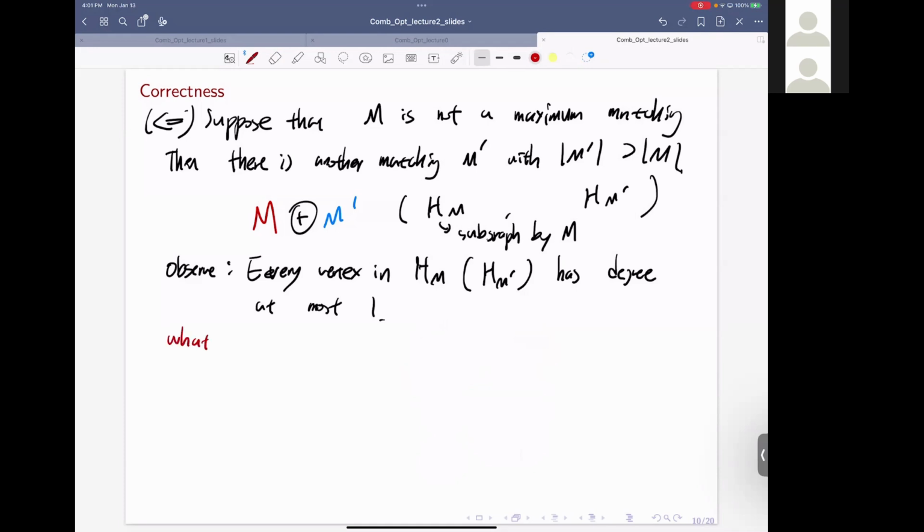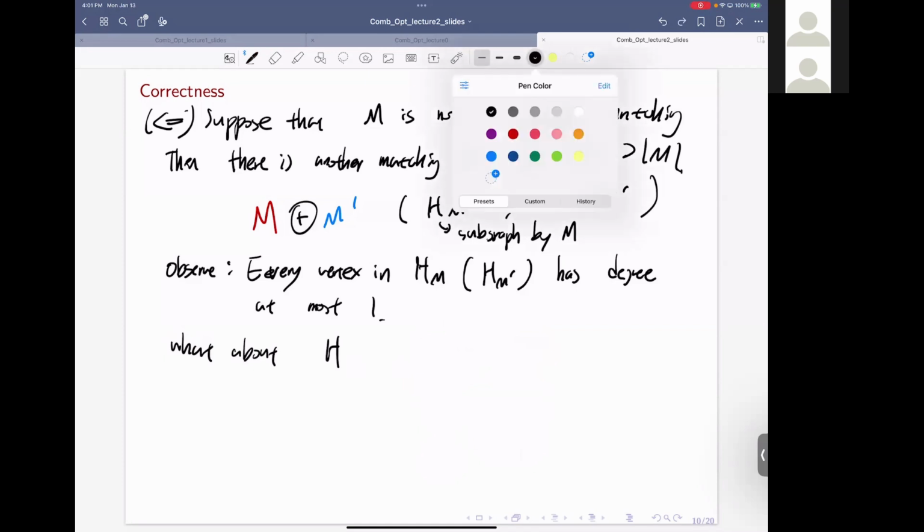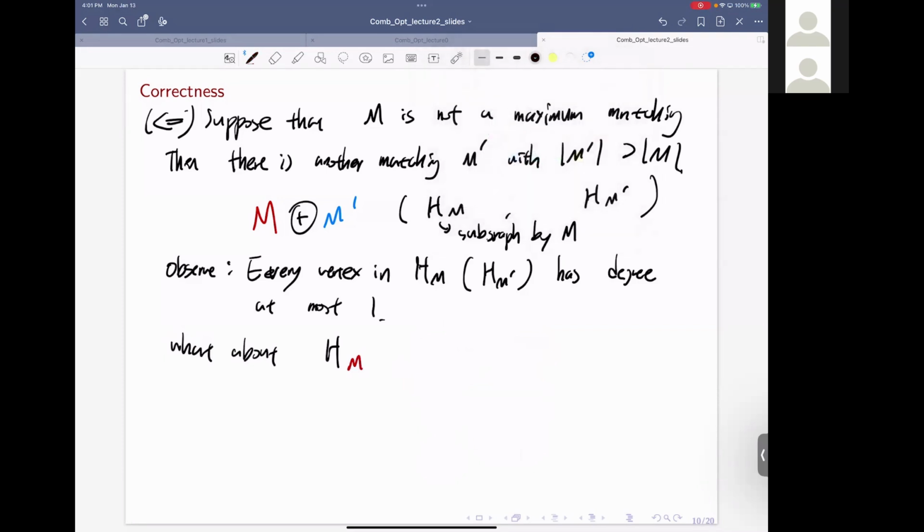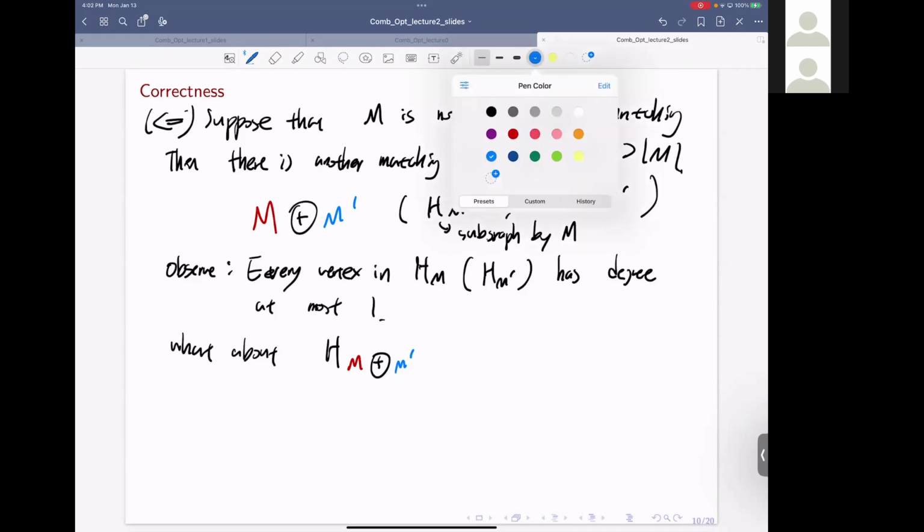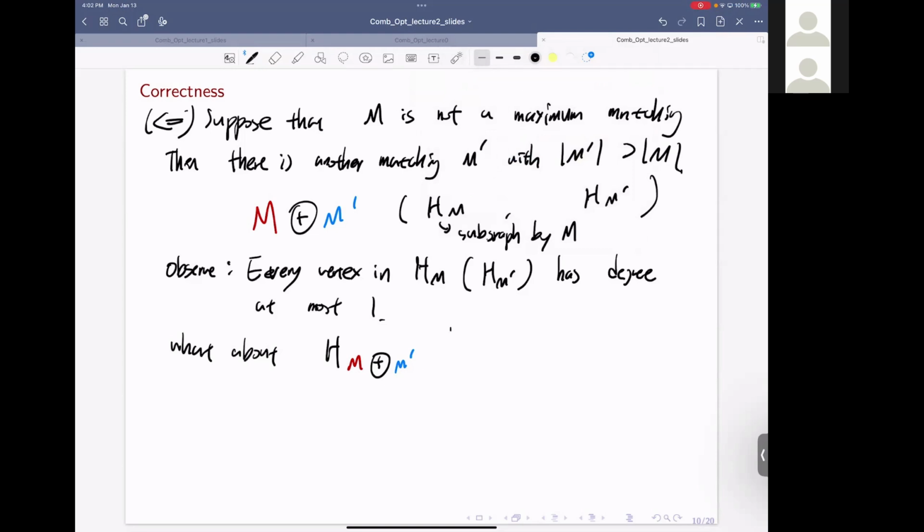Okay. But what about H spanned by the symmetric difference M plus M prime? It has every vertex with degree at most how many? Right, it cannot be 3. It can be 0, 1, or 2.